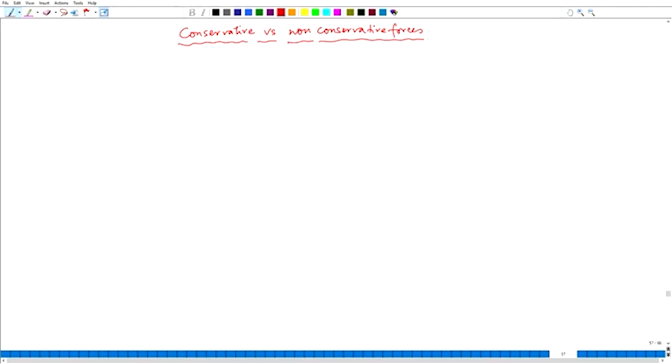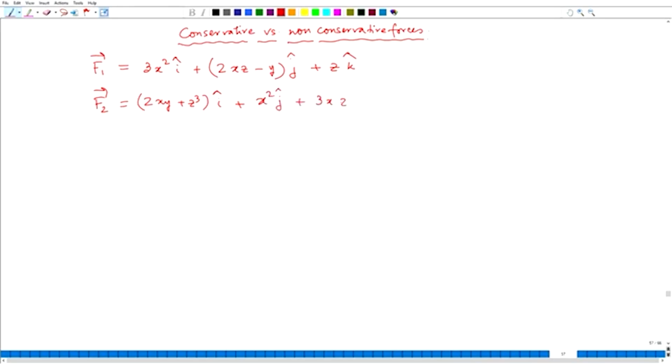Okay. I take two force fields. F1, which is 3x square i cap plus 2xz minus y j cap, minus y j cap, plus z k cap. F2, which is equal to 2xy plus z cube i cap plus x square j cap plus 3xz square k cap.